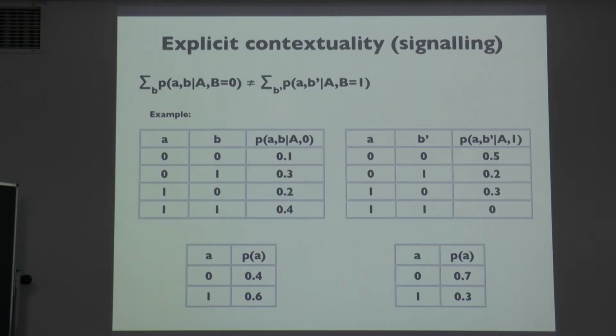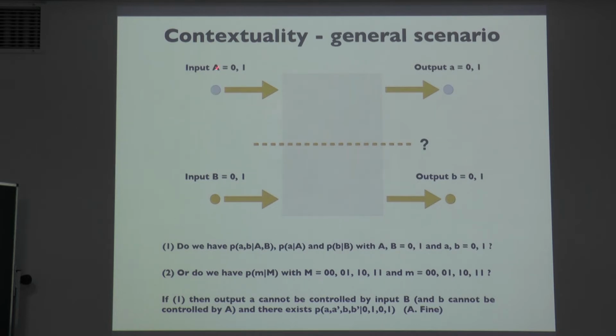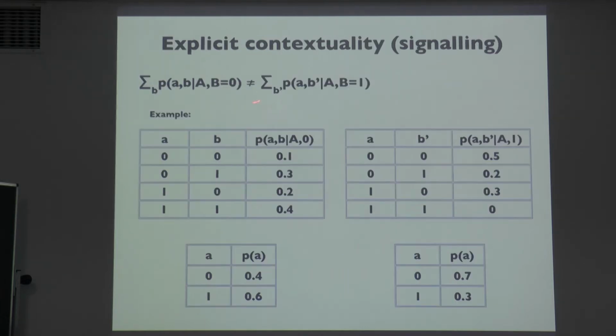Let me give you a few simple examples of what I mean. I hope right now it will be much clearer. The first example is something I called explicit contextuality. It contains signaling. Imagine that we fix input A and then measure the output, and at the same time we change input B. Let's say that first we fix input B equal to 0, and we obtain the following probability distribution. Then we fix input B equal to 1, and we obtain the following probability distribution.